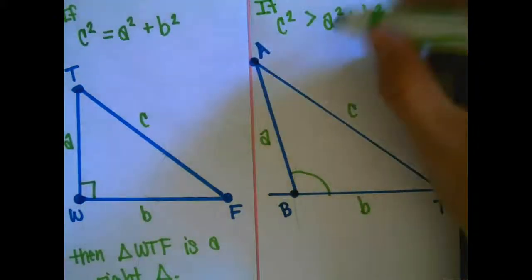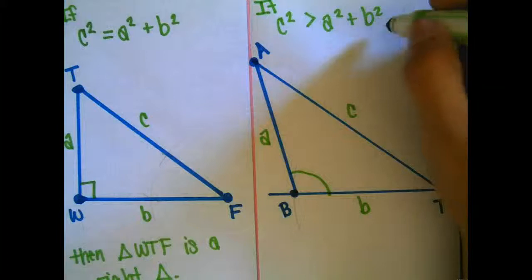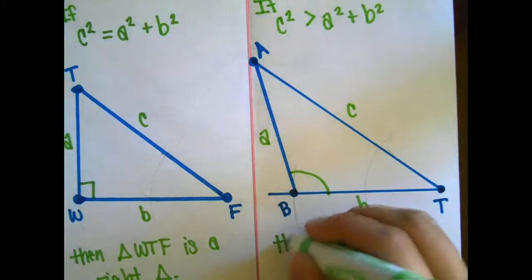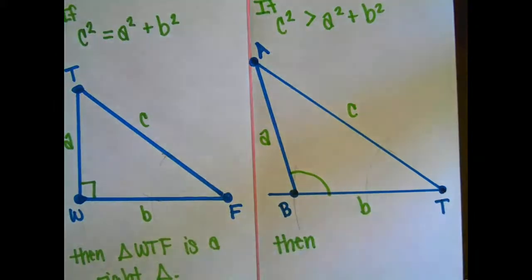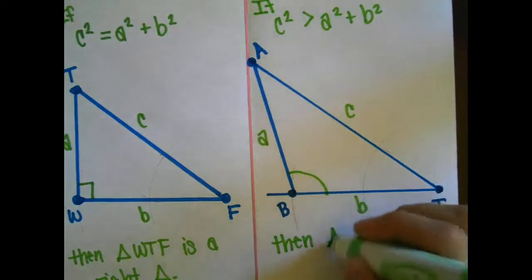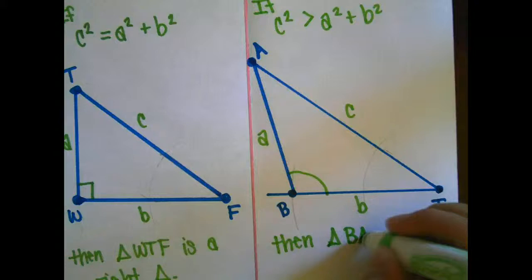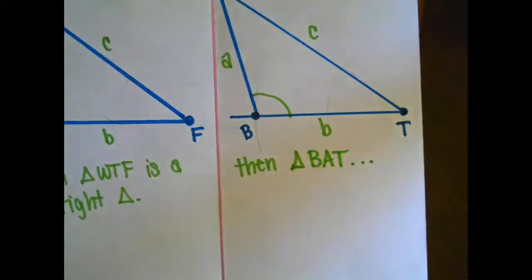If c squared is greater than a squared plus b squared, then what do you think happens to BAT? Go ahead and write what you think below, and then pause the video and discuss with your classmates. Okay?